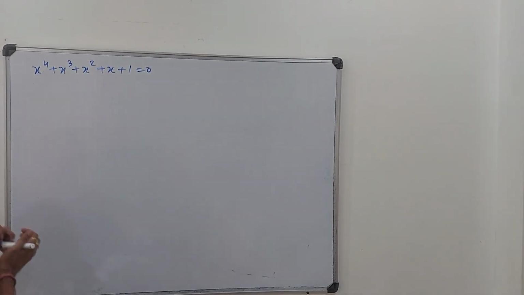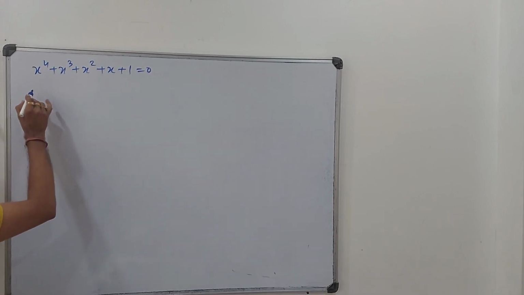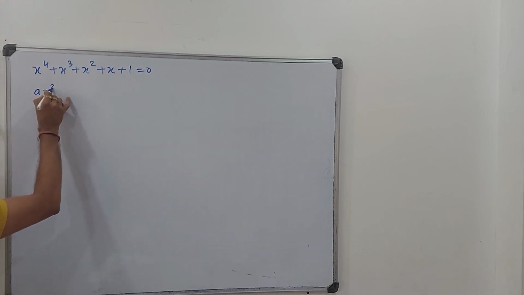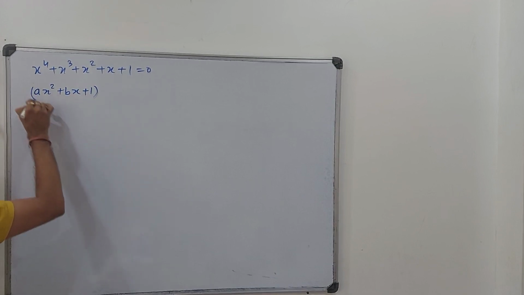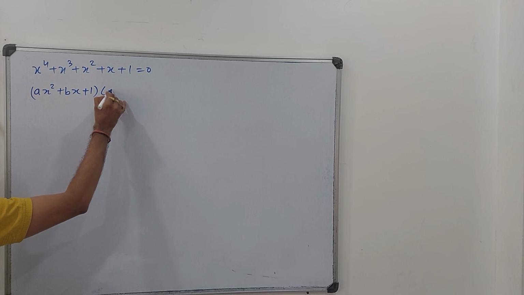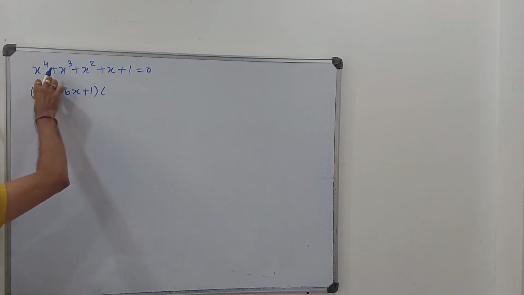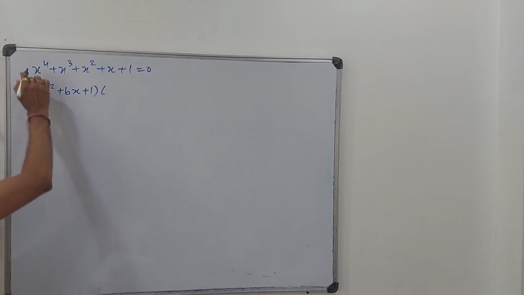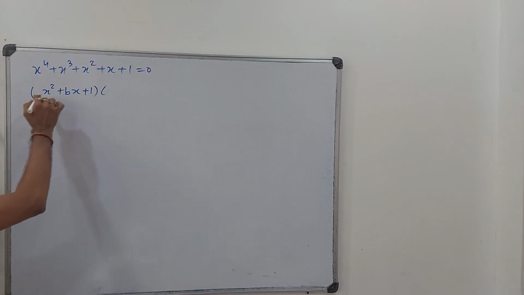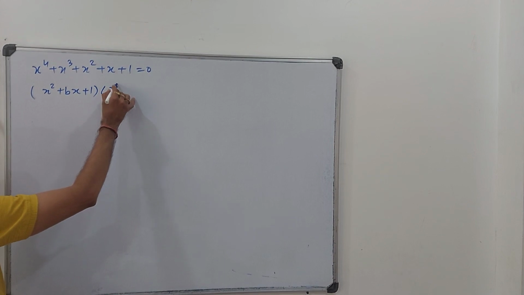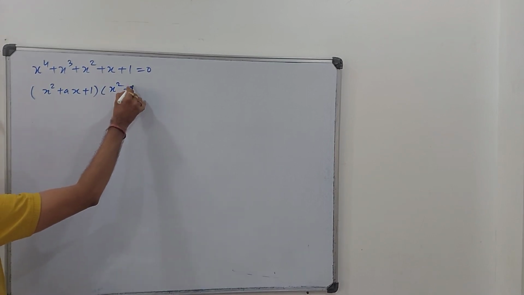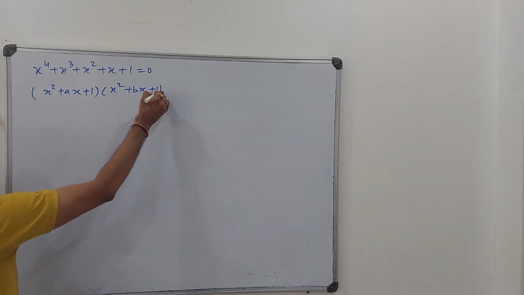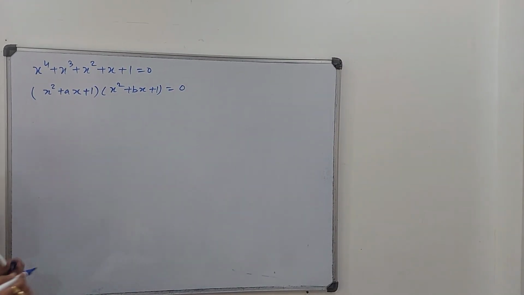Fine. So I am breaking it like ax square plus bx plus 1. In place of ax square, can I take x square only, because it is x power 4 only. It is having coefficient 1, so let us take 1 only. So x square plus ax plus 1, times x square plus bx plus 1, is equal to 0. We can break it like that.